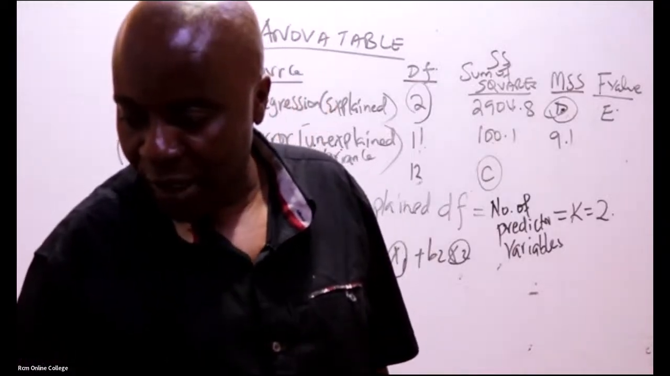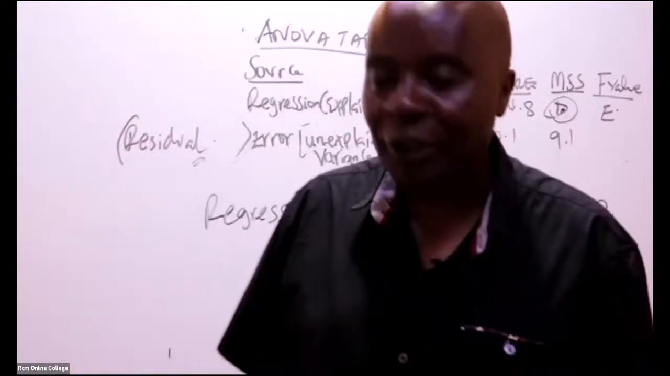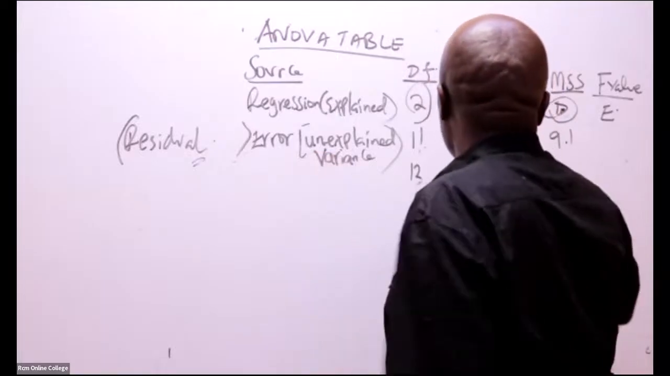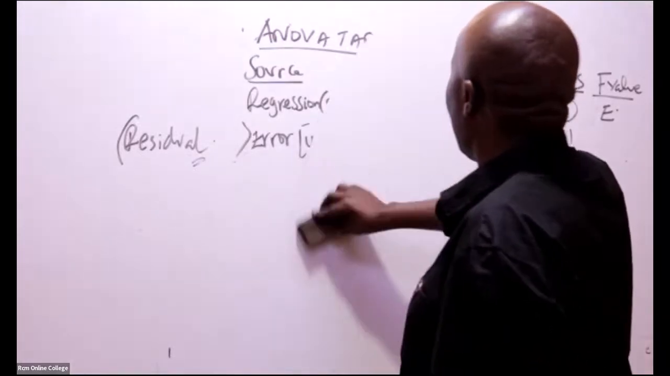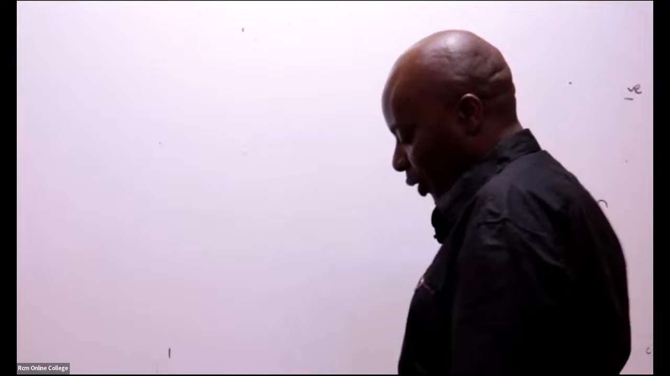So the next question, ladies and gentlemen, what are they telling us here? They want us to test the significance of each of the predictor variables, x1 and x2, using a significance level of 5%. So write there that in regression analysis, there are 2 types of hypothesis tests. How many types? 2 of them.